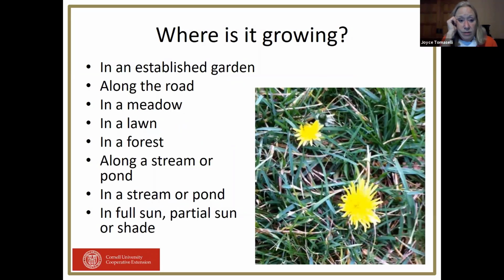So then you step back and you say, where's it growing? If it's in an established ornamental garden, even if it's a garden that probably hasn't been tended for some time, you have different choices than if it's in disturbed soil along the road, which is where we tend to see things like Japanese stiltgrass, which spreads by seed. If you see it in a meadow, you probably are seeing more of our native wildflowers. If you see it in a lawn, you probably are seeing the things we refer to more as weeds, like a dandelion.